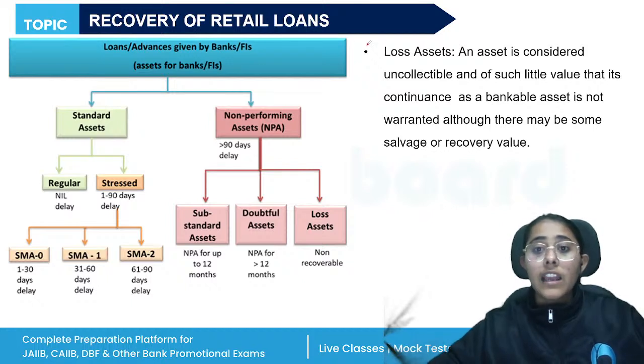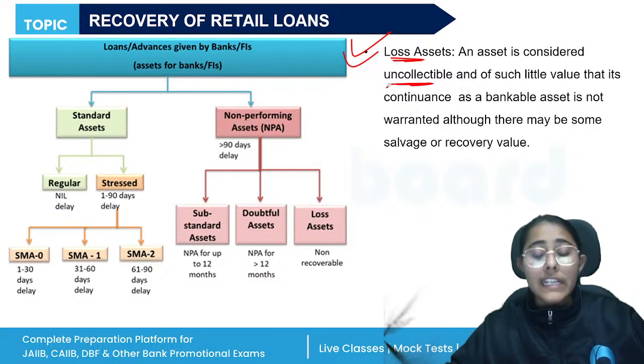And finally, an asset or the loan account will be termed as a loss asset if it is considered uncollectible. And the bank will now decide that, okay, this loan has gone into loss. It is non-recoverable. So in this flowchart, we refer to the standard and the NPAs.